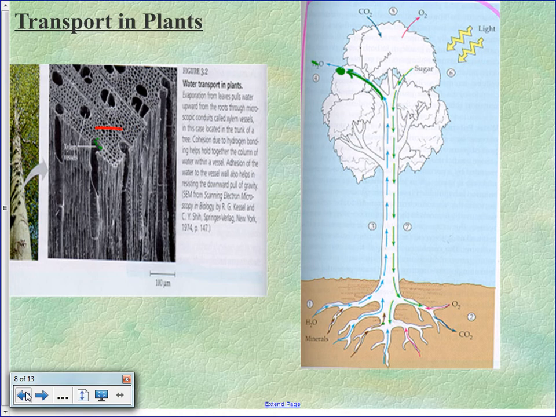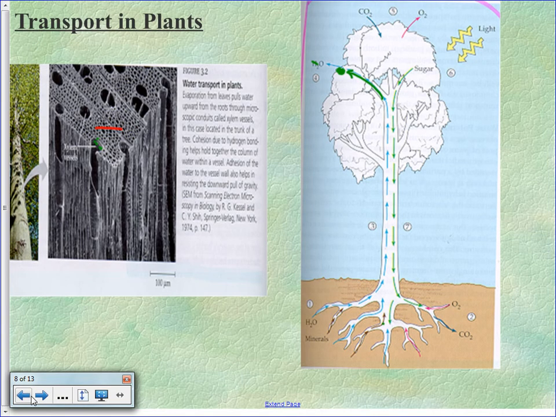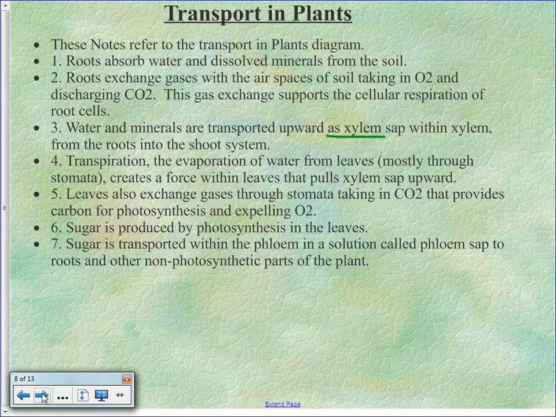Number 3 is showing the movement of the water up the xylem. The xylem is the tubes that transport water. We'll talk about that in a minute. Water and minerals are transported upward in the xylem from the roots into the shoot system. At the leaves, step 4, water evaporates. That evaporation causes that osmotic pulling force that's drawing the water up. It creates a force within the leaves that pulls this upward. We'll write on here osmosis. Osmosis is the thing that creates that pulling force.